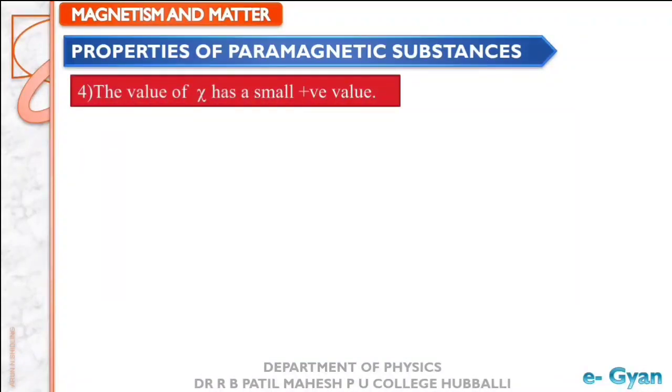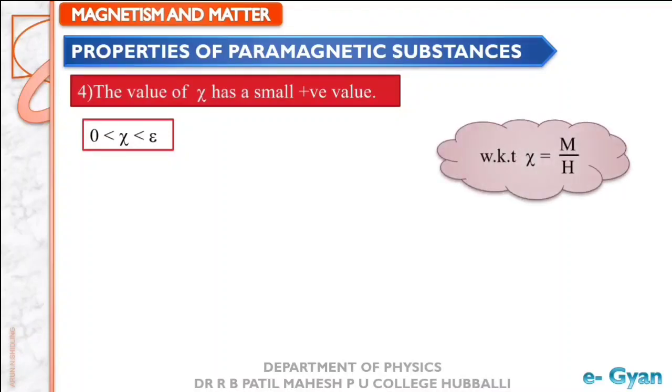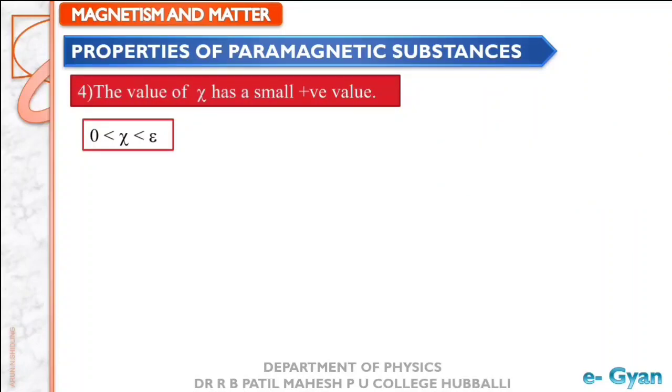Fourth property is that the value of chi is positive and very small. That is, it lies between 0 and epsilon, where epsilon is a very tiny value. So the value of chi is positive. The reason is that magnetization M is along the direction of the magnetic field. That's why M and H are in the same direction, and chi comes out to be positive.